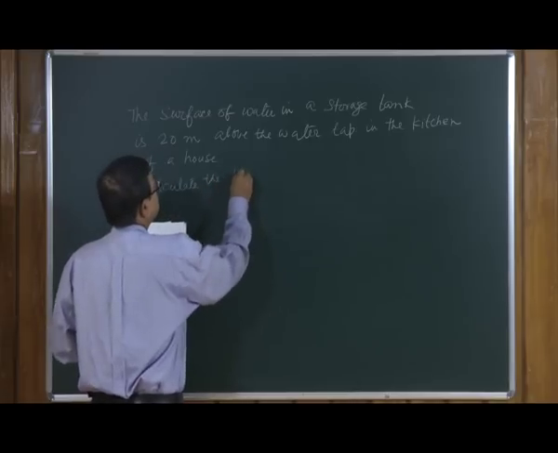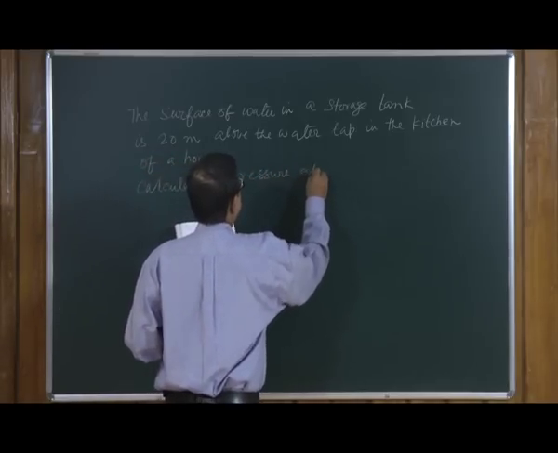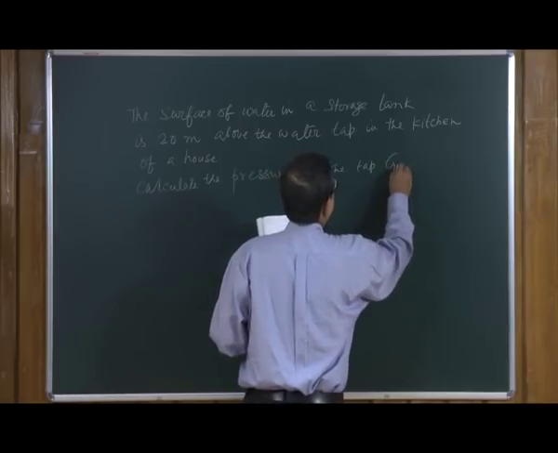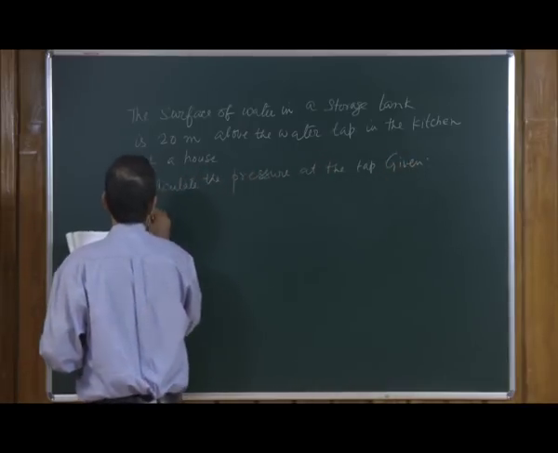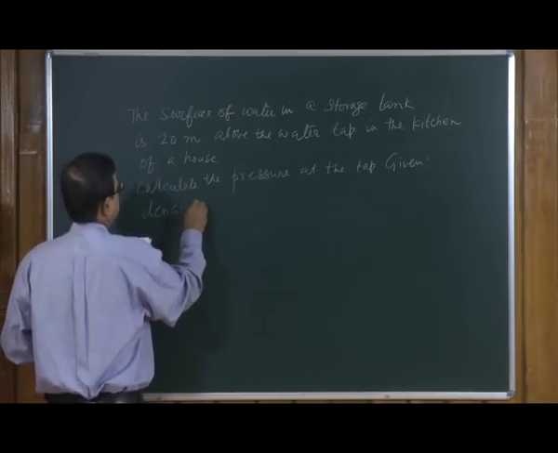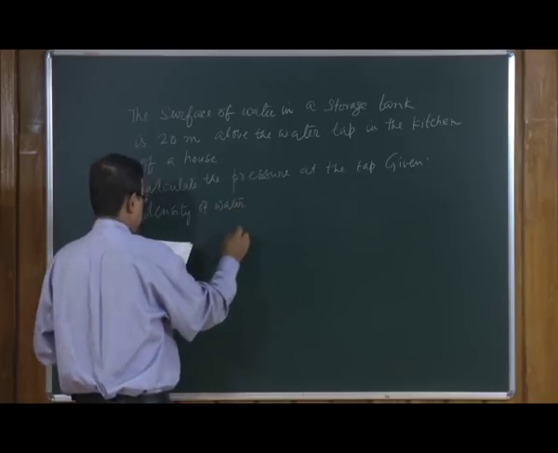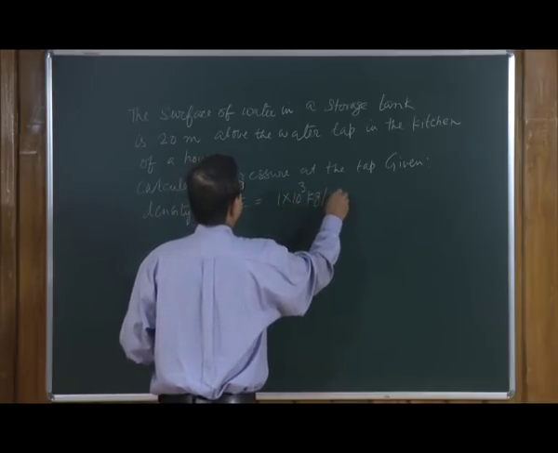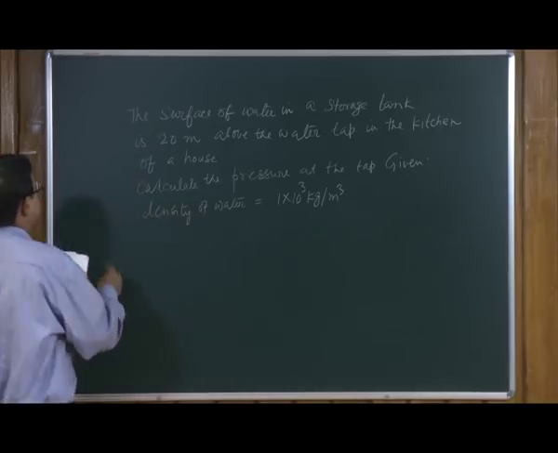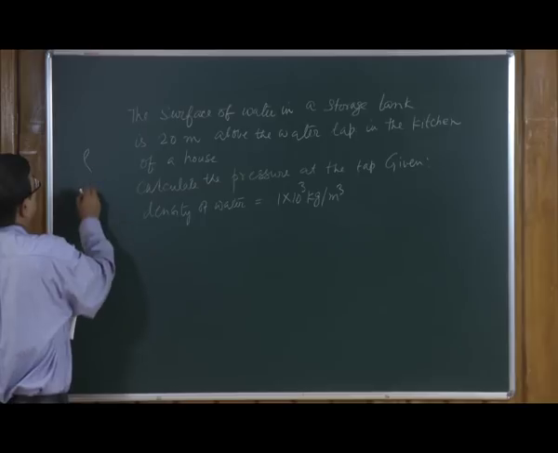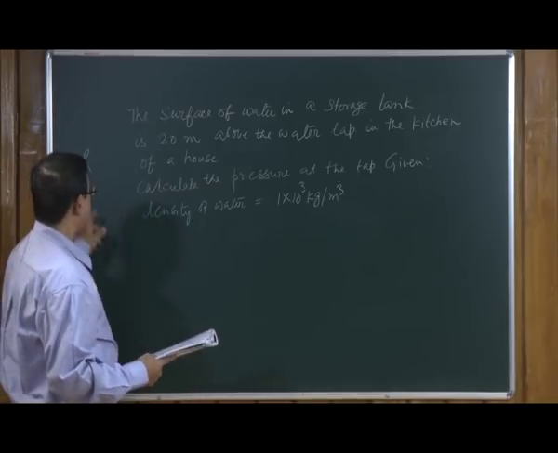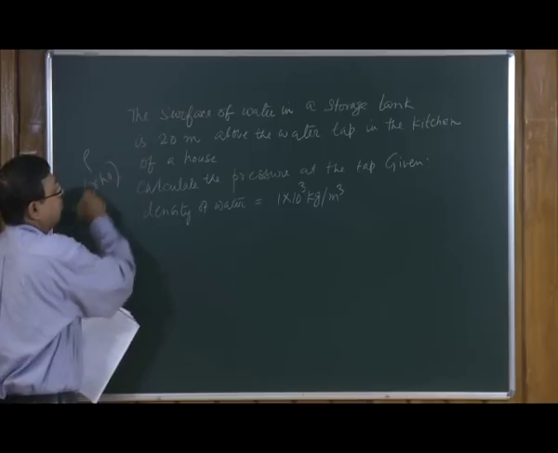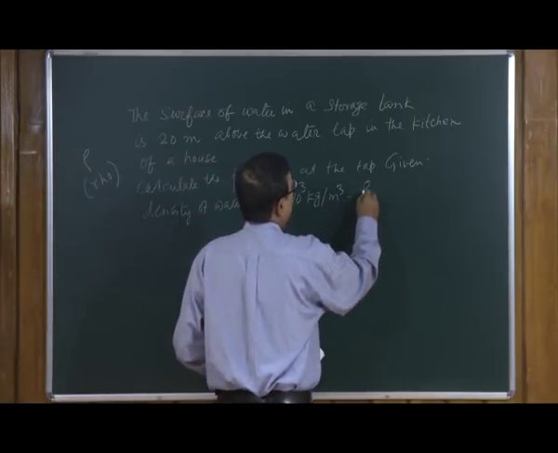the pressure at the tap, and of course, given that the density of water is equal to 1 into 10 cube kg per meter cube. This density is denoted by a quantity called rho, which almost looks like P, but please do not confuse this with P. It is called rho, R-H-O. So, this is equal to rho of water.